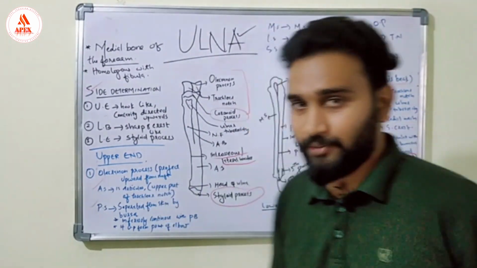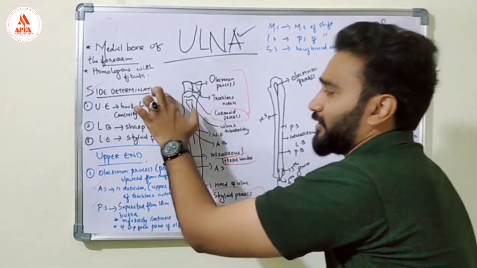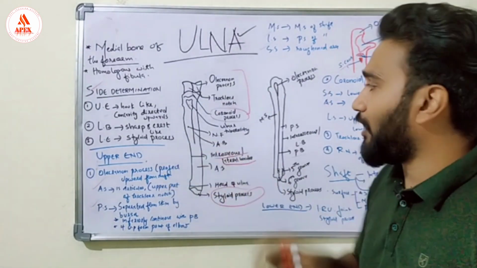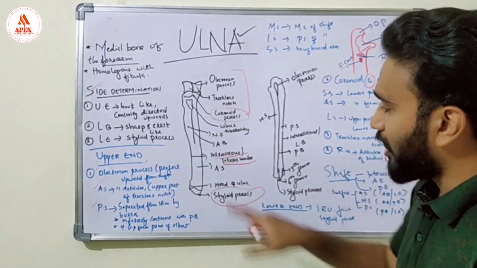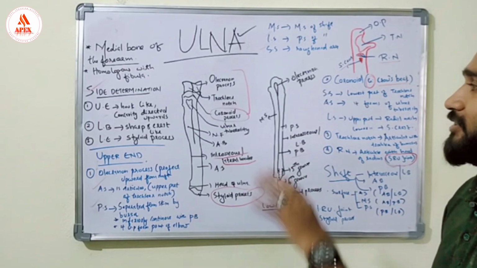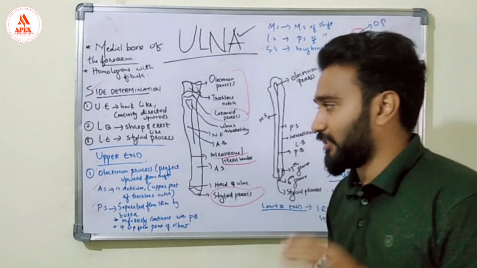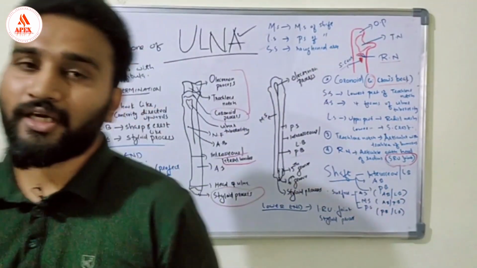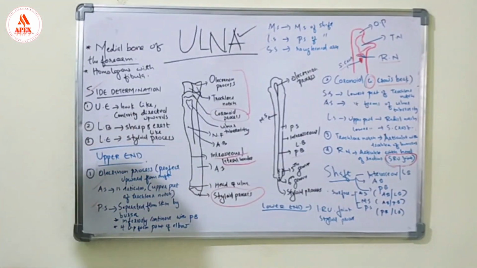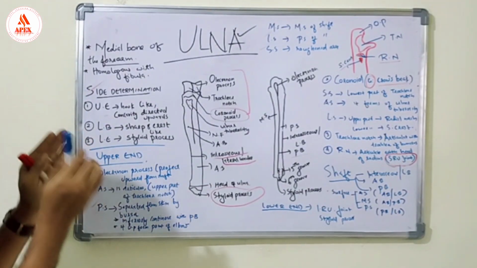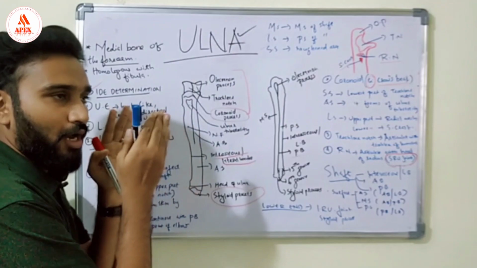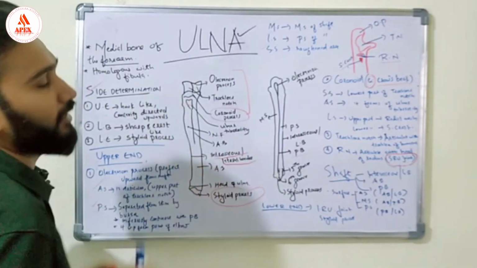Two points I completed. As usual, we are moving to the side determination, then the features of upper end, then the features of shaft, and then the features of lower end. This is the major thing we are discussing in this session. So let's discuss the side determination in detail first. In order to understand the side of ulna, we are discussing the side determination.